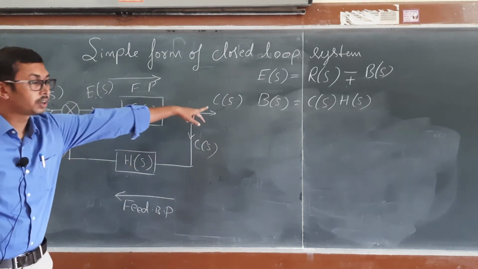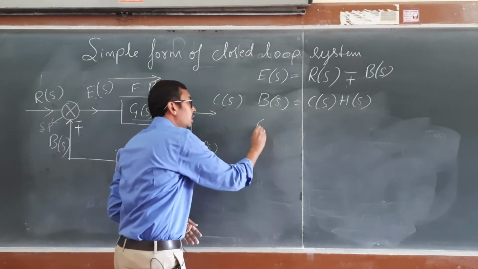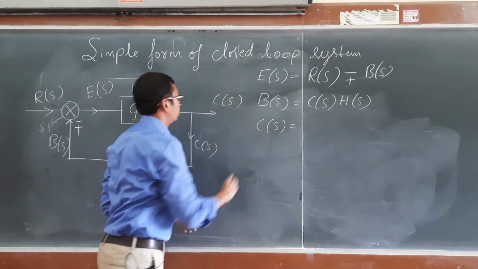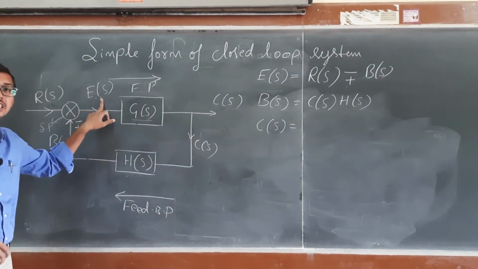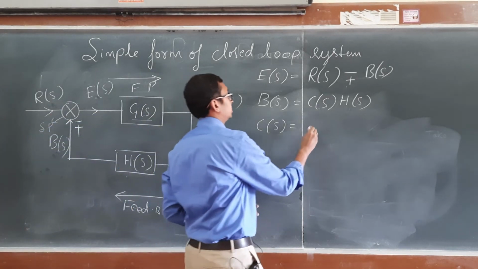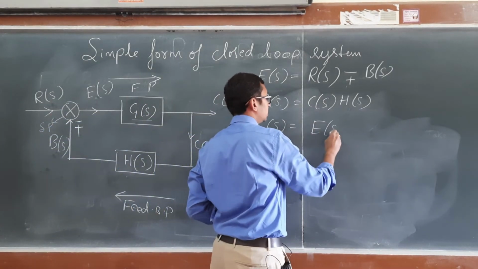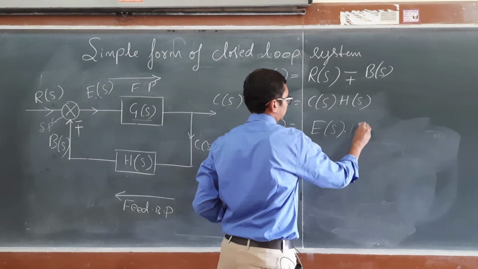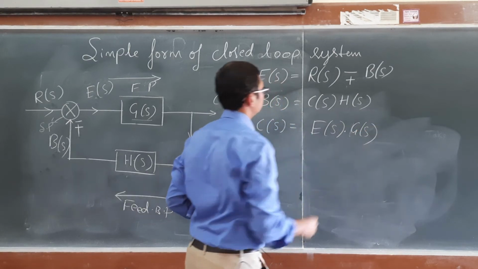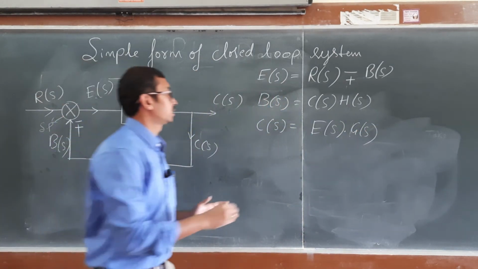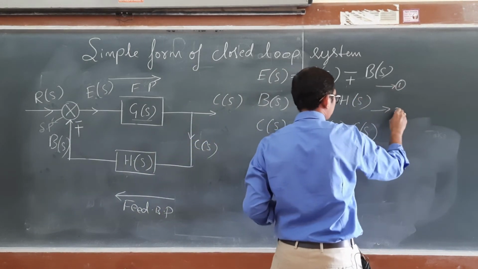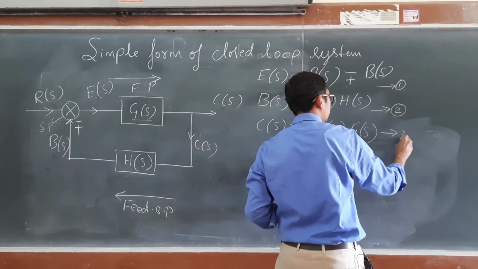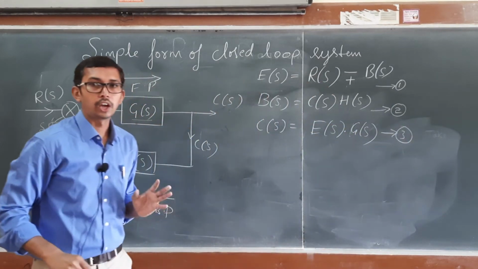Okay. Next, what is the meaning of C of S? C of S will be equal to E of S into G of S. Is it right? So let me take this one as equation number 1, and this is equation number 2, and this is equation number 3. I hope you got it.